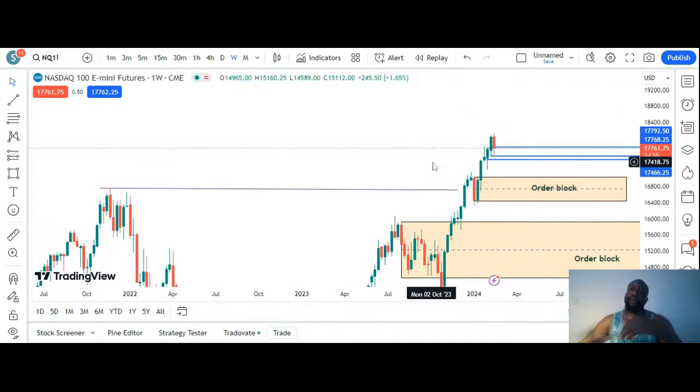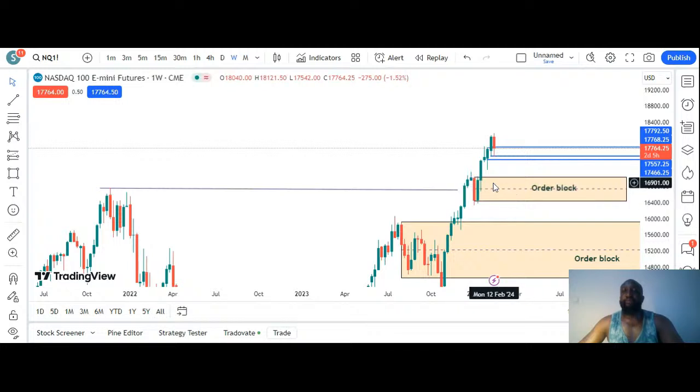So suppose the price is bullish, what would we want to see? What we want to see at this level is the price coming down, but it shouldn't close below the dotted line. The dotted line of this box here is the mean threshold of this order block. So maybe it can spike just below this level, but we don't want to see any candle closing below the mean threshold of this order block.